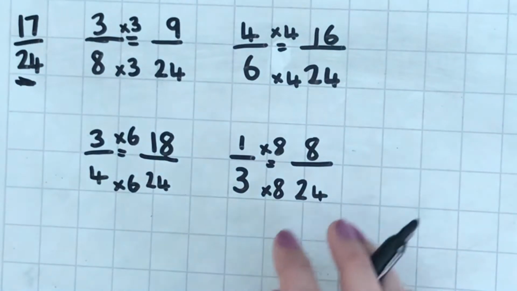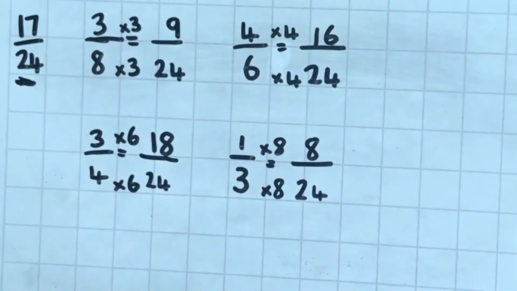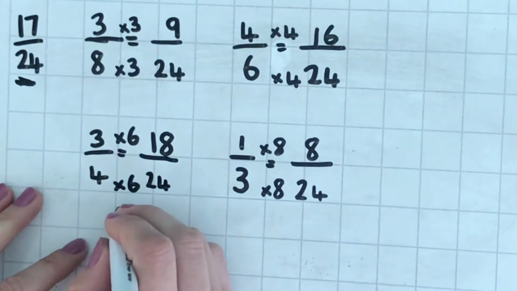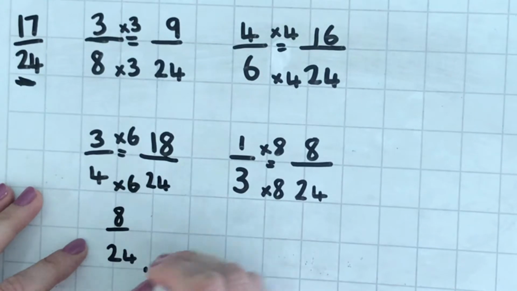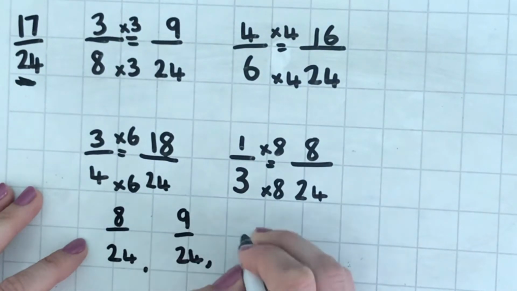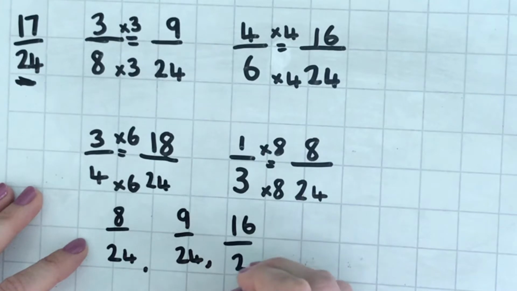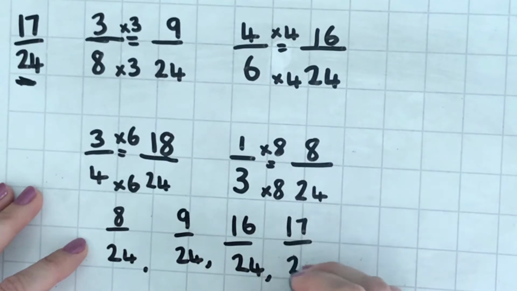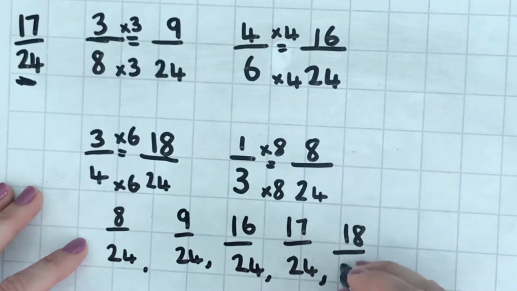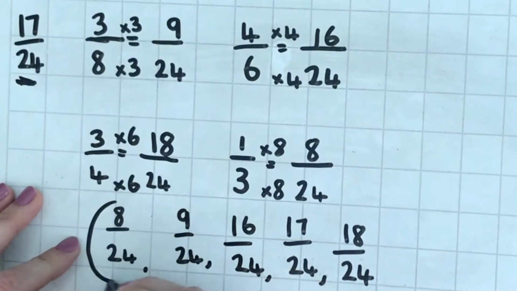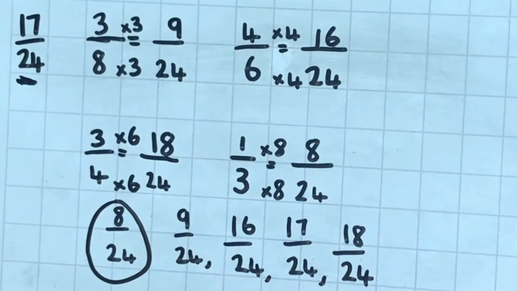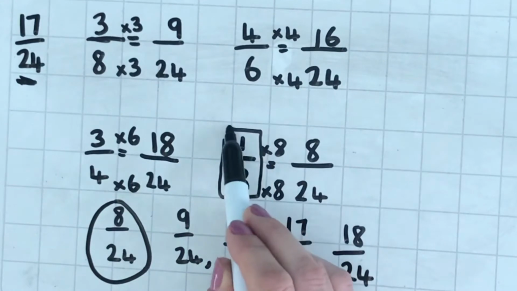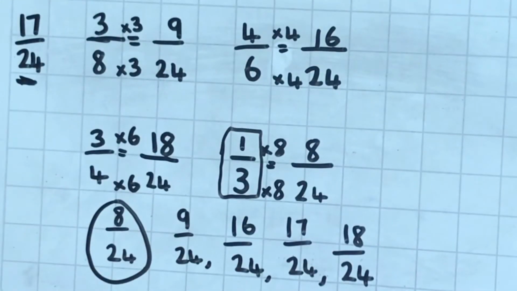Okay, so you've now got your fractions all out of 24. So I'm going to write them out in order from the smallest up to the biggest. So we've got 8 out of 24. Then we've got 9 out of 24. Then we've got 16 out of 24. Then 17 out of 24. And then 18 out of 24. So you can see that this one is your smallest fraction. Now in your answer, you need to write it the way it was given to you in the question. So the original fraction, which was 1/3. So your answer to number 3 is 1/3.